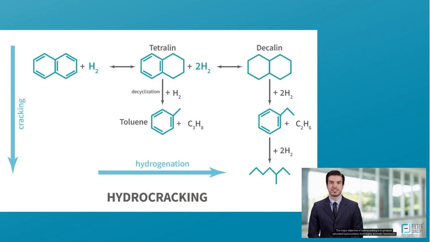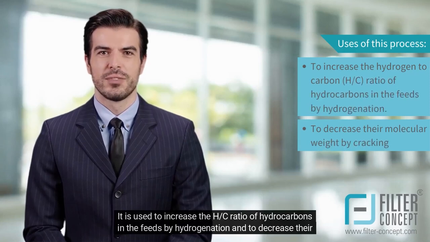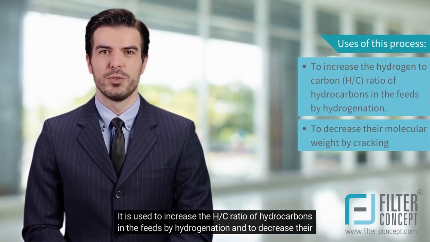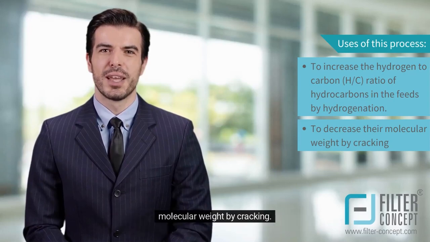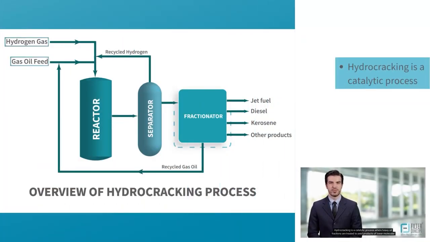The major objective of hydrocracking is to produce saturated hydrocarbons from highly aromatic feedstocks and distillation residuals by decreasing the molecular weight and boiling point of heavy oils. It is used to increase the H/C ratio of hydrocarbons in the feeds by hydrogenation and to decrease their molecular weight by cracking. Hydrocracking is a catalytic process where heavy oil fractions are treated to yield products of lower molecular weight through relatively high hydrogen pressure.